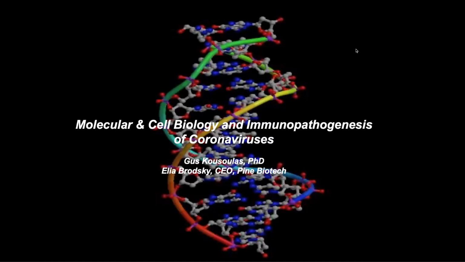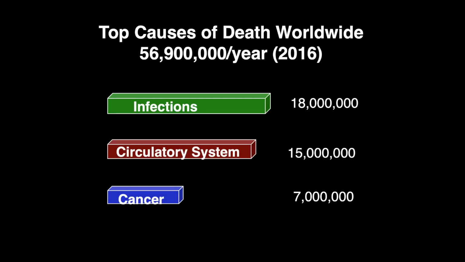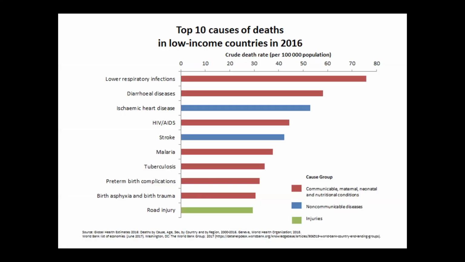really stressing the importance of infections throughout the world. If you look at the top causes of death worldwide, with more than 56 million people that died in 2016, infections, direct or indirect effects of infections, is by far the most important cause of death worldwide. Of course, circulatory systems with cardiovascular diseases and cancer are also very important.